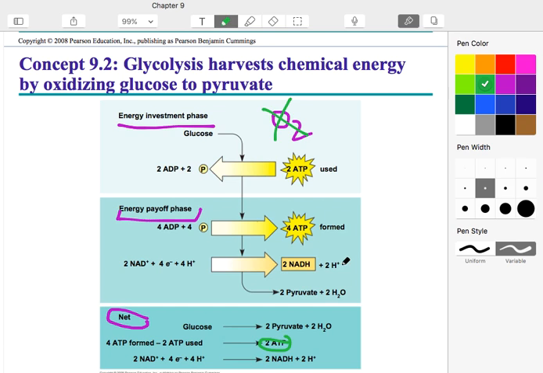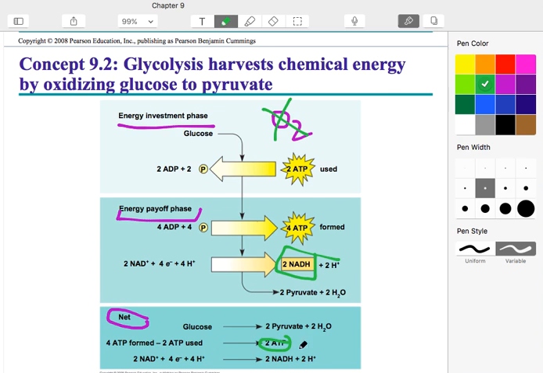NADH is the storage of electrons. You know what I mean? NADH carries electrons, so it is a great source of electrons. It's going to be useful mainly in the electron transport chain. We're going to focus on that later, I told you. So here you go. The net from glucose is 2 pyruvate and 2 water molecules, and 4 ATP formed in the energy payoff phase, but 2 ATP was used in the energy investment phase. So the total profit is 2 ATP.